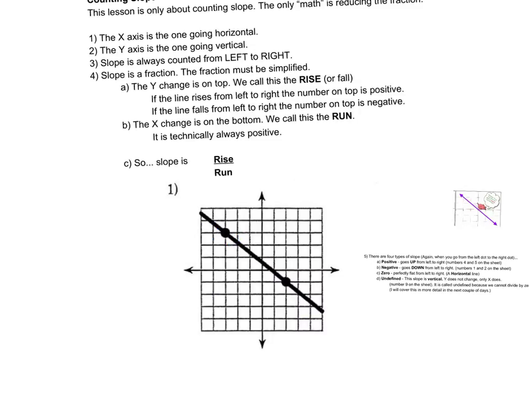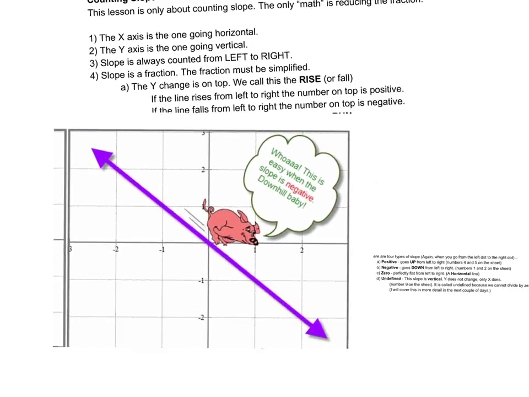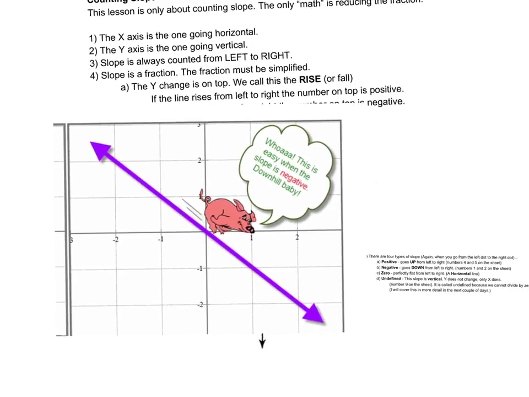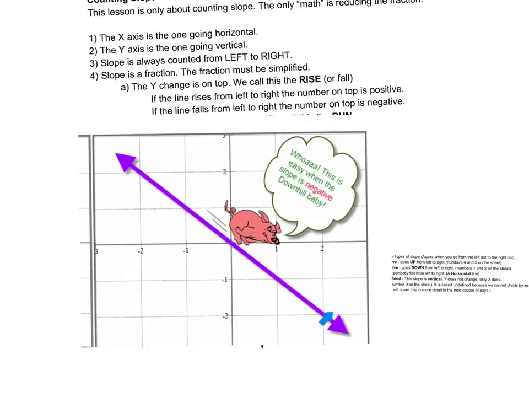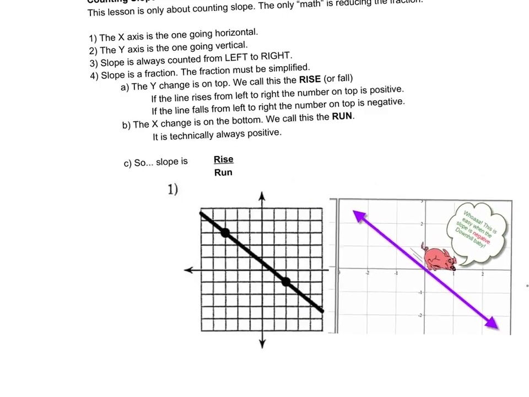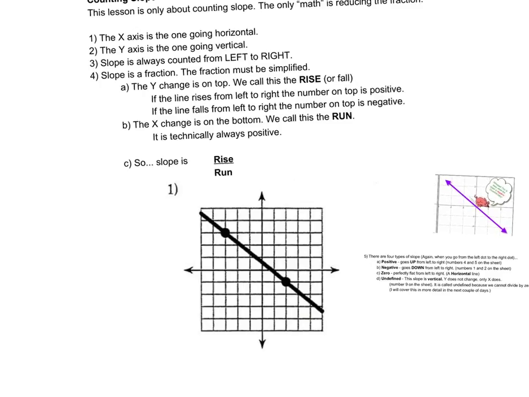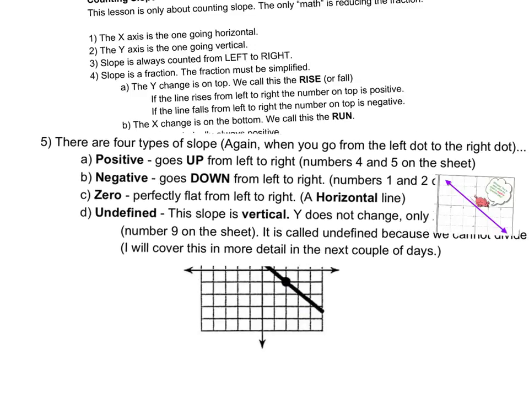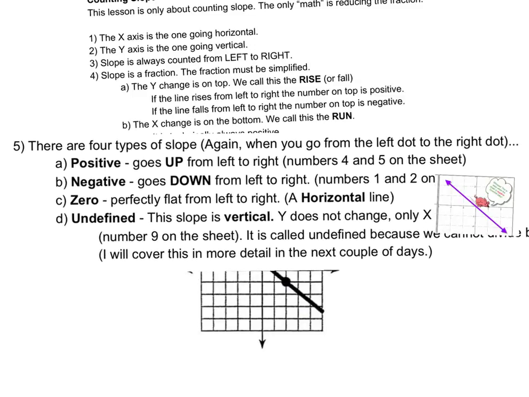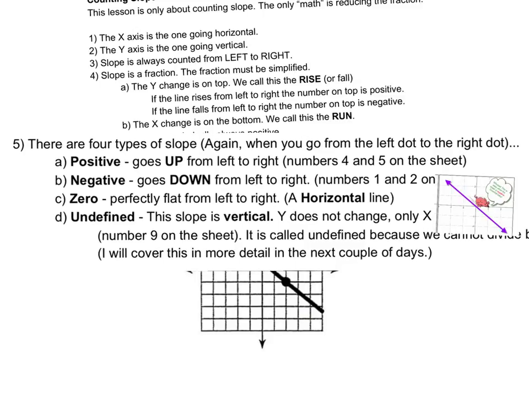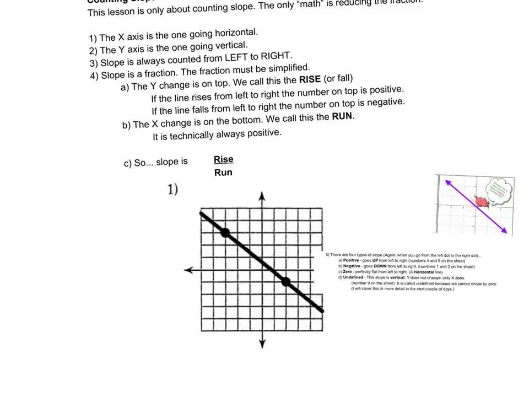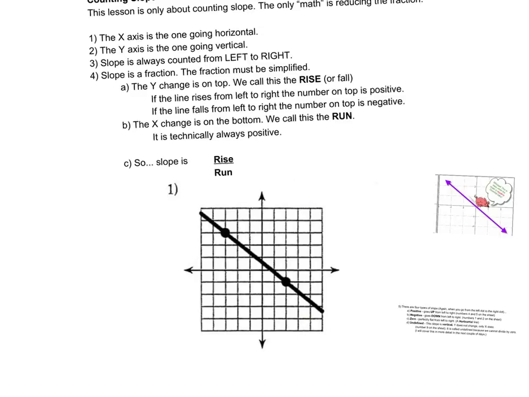Take a look here with me. Remember we showed you these pigs in the vocab here. Notice the line goes down from left to right, and that means this line is going to have a negative slope. So that's negative, down from left to right. We'll talk more about that in a second. In fact, I did include that in your notes. There are 4 types of slope: positive, negative, 0, that's perfectly flat, and undefined, which is vertical, goes up and down. And you do have that picture of the pig for that as well.